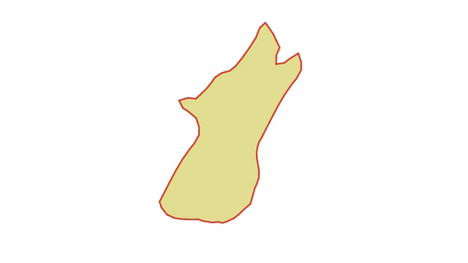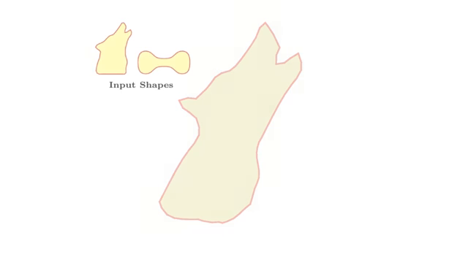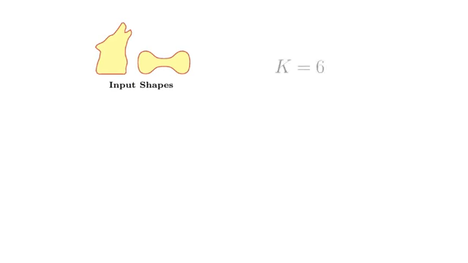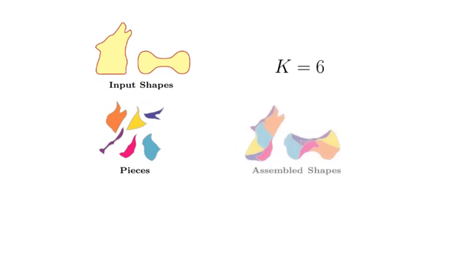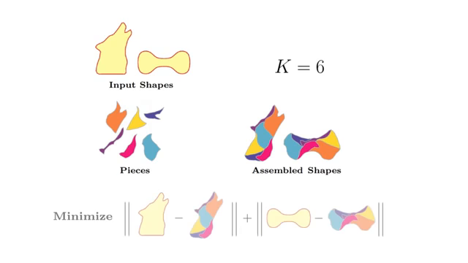To formalize this observation, we define the approximate dissection problem as follows. Given a pair of input shapes and an integer k, we seek to find a set of k pieces that can be assembled into shapes such that the shape difference measured between the original shapes and the assembled shapes is minimized.